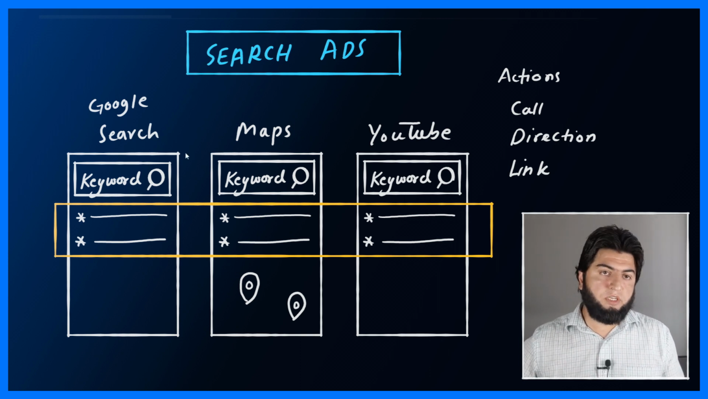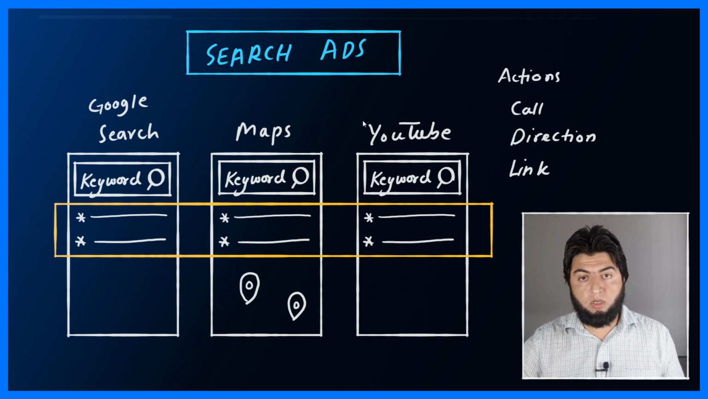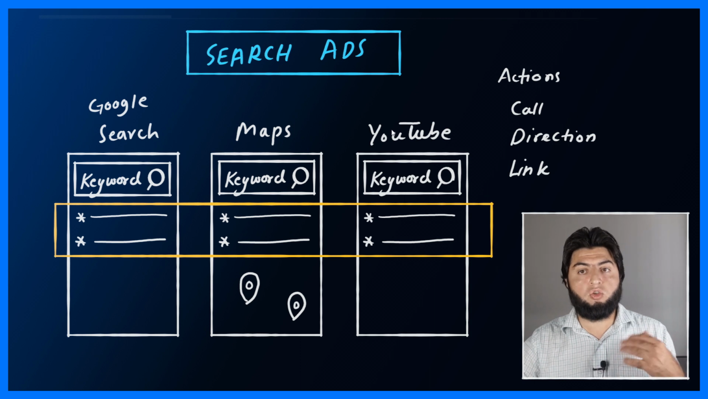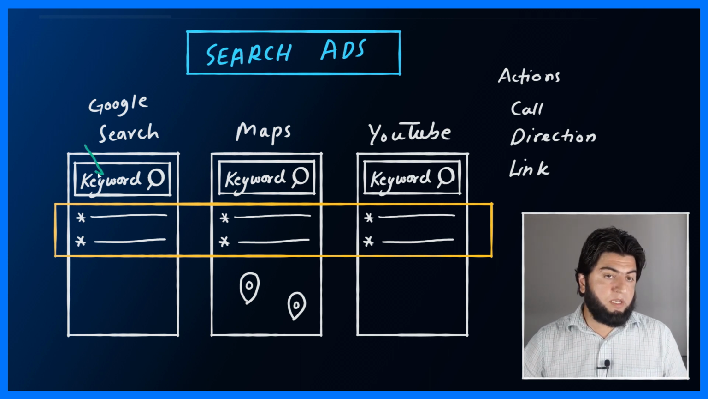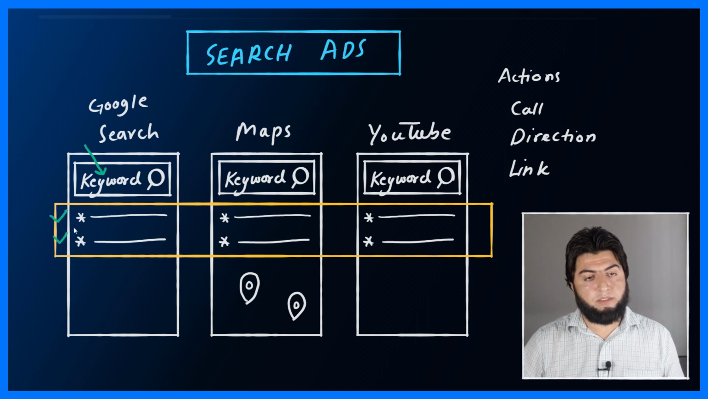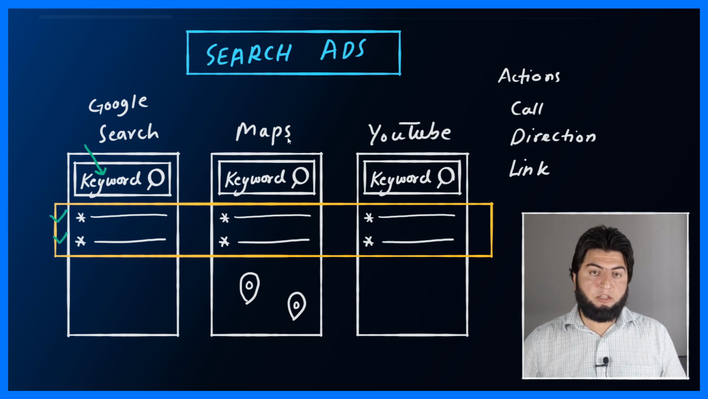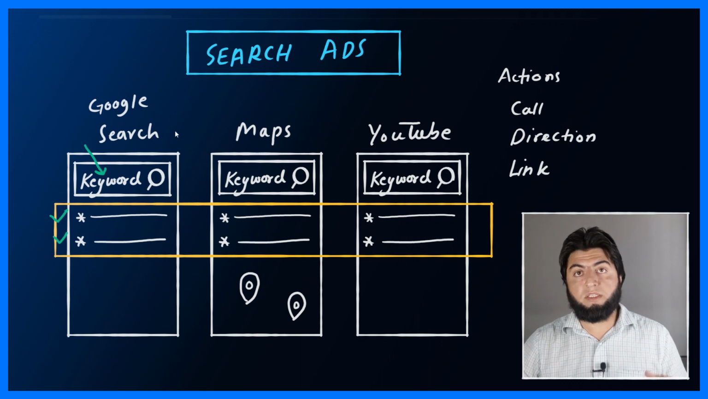Search ads are actually created on 3 platforms. The first is Google Search, then Google Maps, and then YouTube. You can do it on a lot more search engines, but these are the primary ones that we use. The goal of a search ad is that anyone looking for the keywords will actually find your business on the top of the list, whether it be the search ad, the Maps ad, or the YouTube ad. We don't necessarily need to use all 3. We use the ones that are more relevant to those specific services.